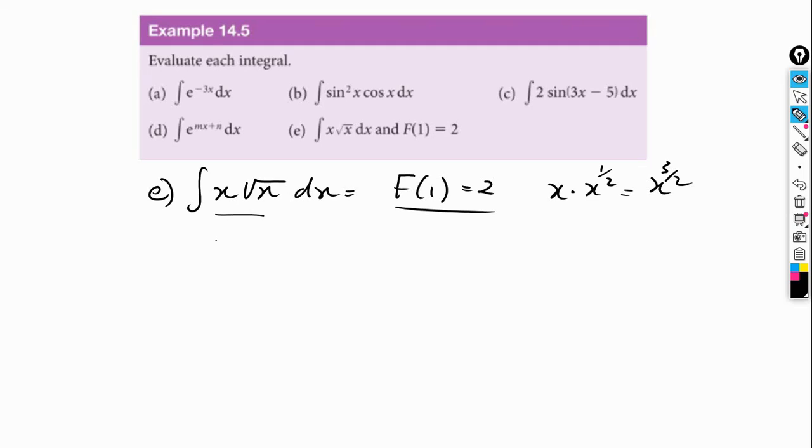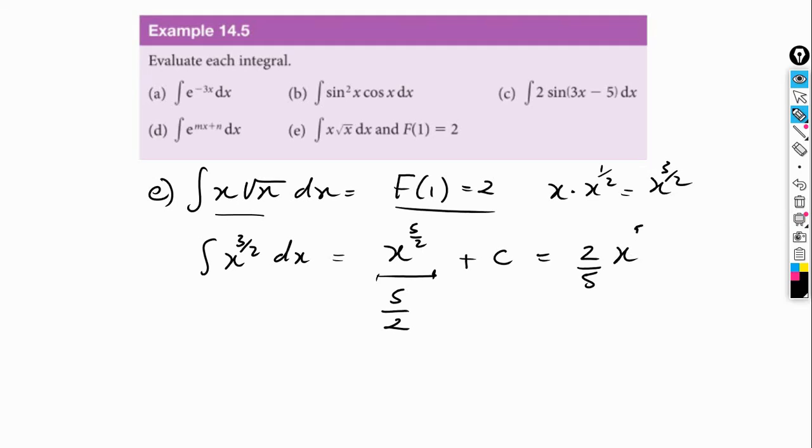This is going to equal the integral of x to the 3/2 dx, and then we can simply use the power rule. So this is going to be equal to x to the power of 5/2, right? 3/2 plus 1, and then this divided by 5/2, and for now we'll say plus c. And then we can just rearrange this as 2/5 times x to the power of 5/2 plus c. But here they gave us a hint to find c, because they say that when you plug 1 into the antiderivative, you will get 2.